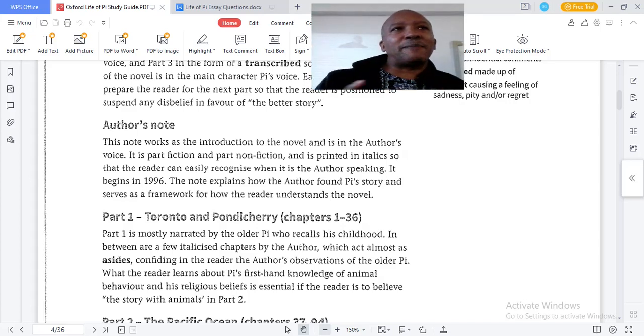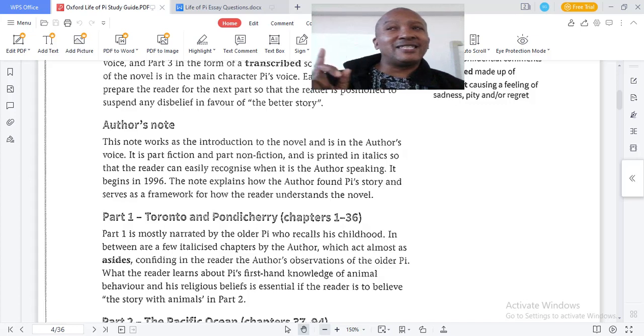So, here's the deal. This is part fiction and part non-fiction. I guess the reader has to decide which is fiction and which is non-fiction. What part of the story is true for you and what part.